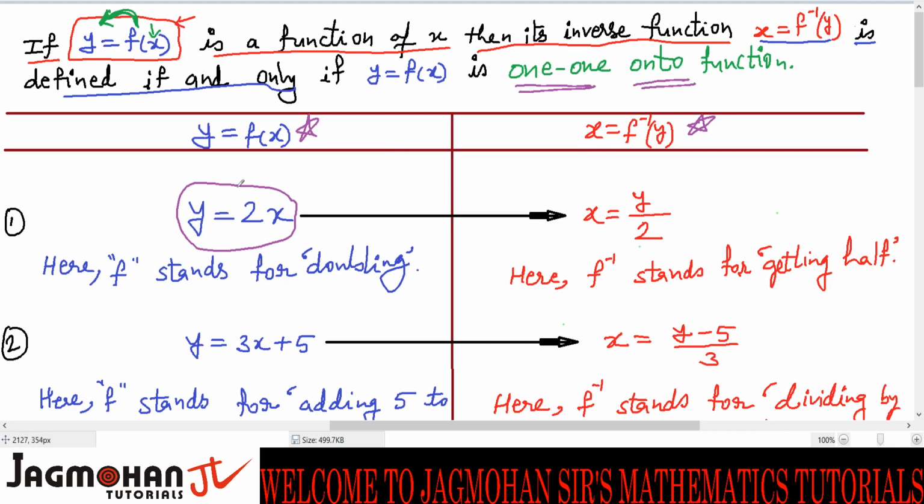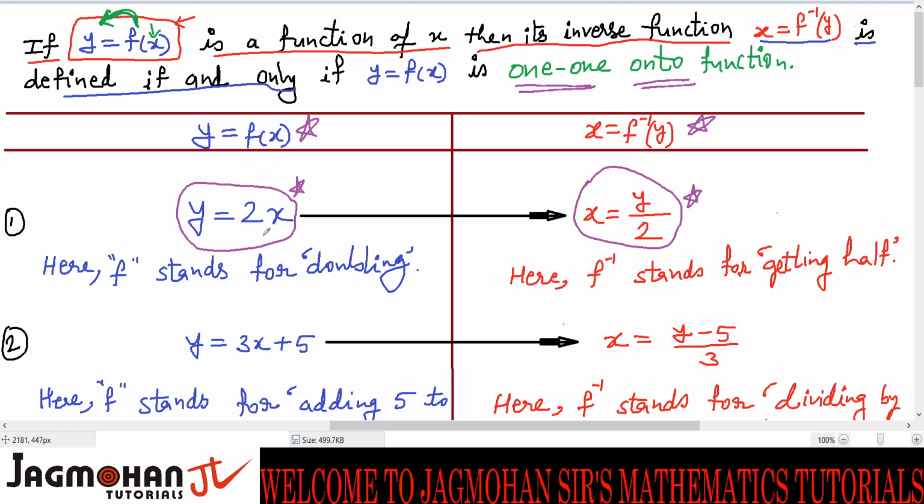So here we have, under the column y equals f of x, a function y equals 2x. Its inverse is, see here, x equals y by 2. What is done here? Y is 2x, so x is y by 2. So you got x equals f inverse of y. This is the inverse function of the function y equals 2x.